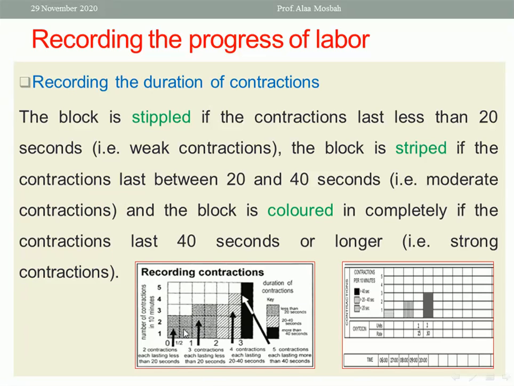And what is the duration of the contraction? How do you know it? It is easy, by the marks here. If the block is stippled as here, this means less than 20 seconds. Or striped like this one, so it is between 20 to 40 seconds. Or it is colored as here, so it is from 40 to 60 seconds or more.